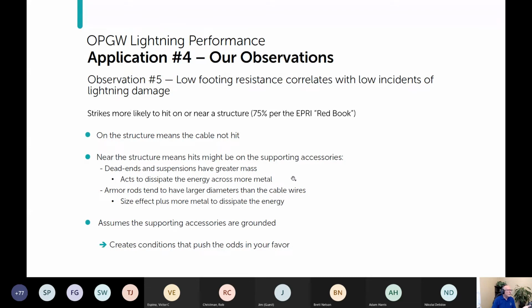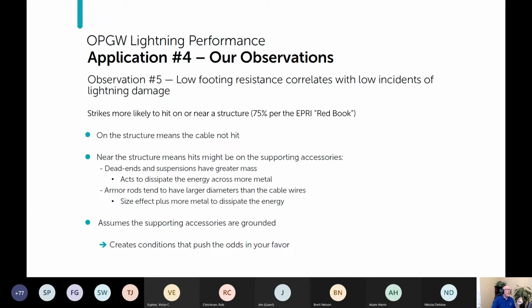Armor rods that are used with dead ends and suspensions also tend to have a larger diameter than the cable wires themselves. And so again, you have this size effect coupled with more metal to dissipate that energy. And by the way, this does assume low footing resistance, that the accessories themselves are well grounded. And so what you're doing here by paying attention to your footing resistance is you're creating conditions that push the odds in your favor. If you have 100 strokes, and let's just say, to keep the math simple, that 10% of them are going to damage your OPGW.